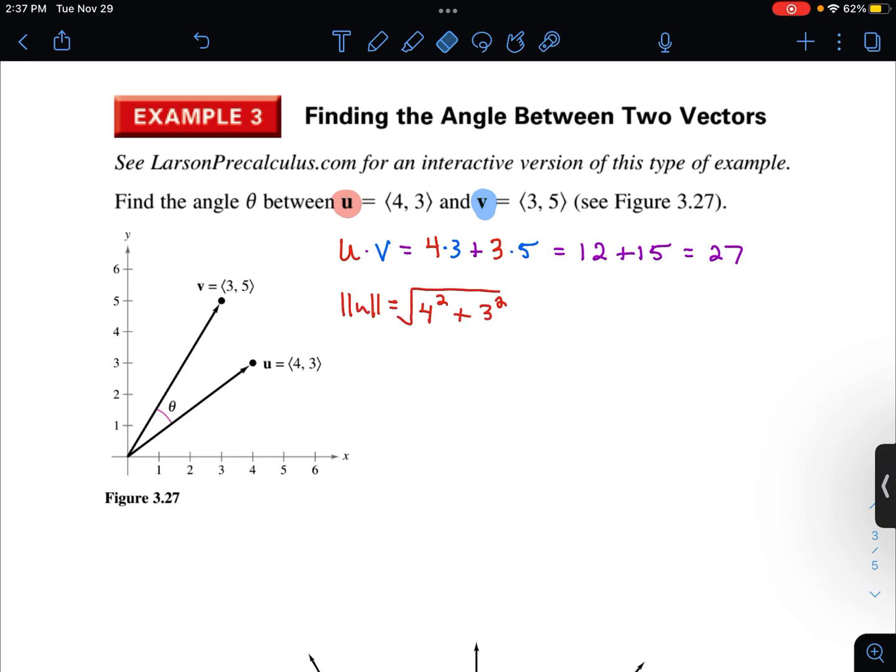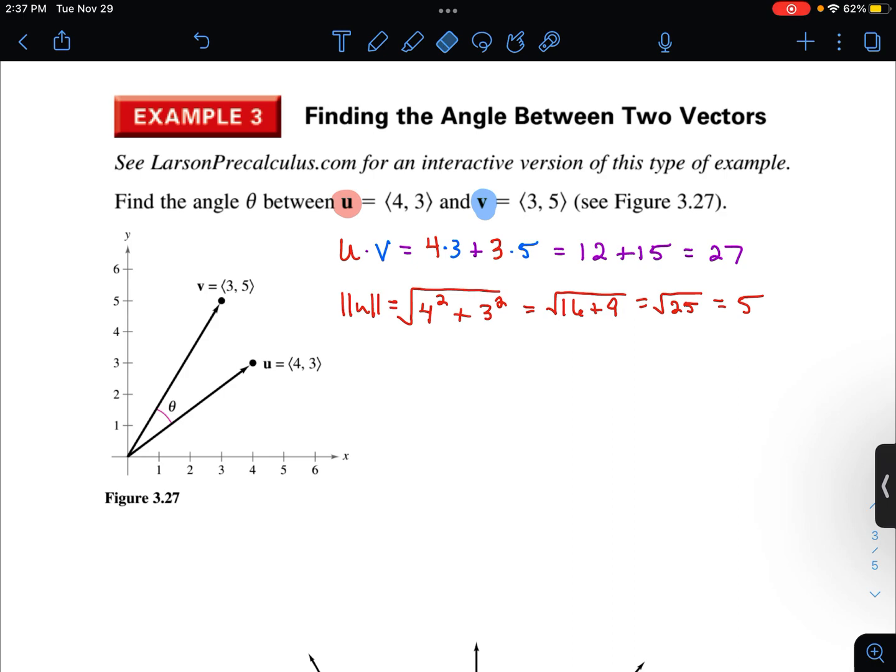Next, what's the magnitude of our vector u? We're going to go back and use our old formula: the square root of the horizontal component squared added to the vertical component squared. So that's 4 squared plus 3 squared, which gives us the square root of 16 plus 9, or in other words, the square root of 25, or just 5 itself.